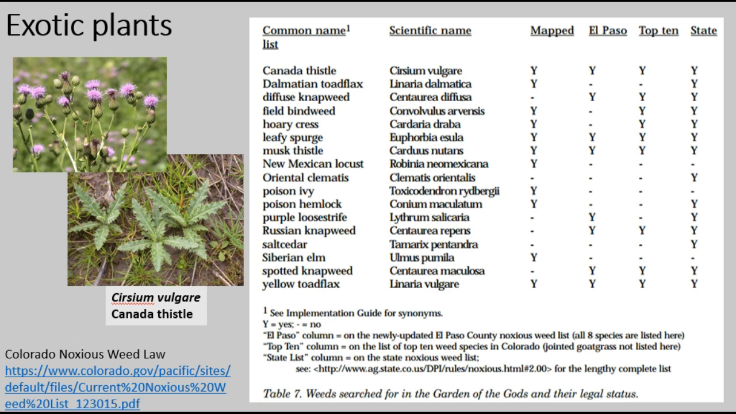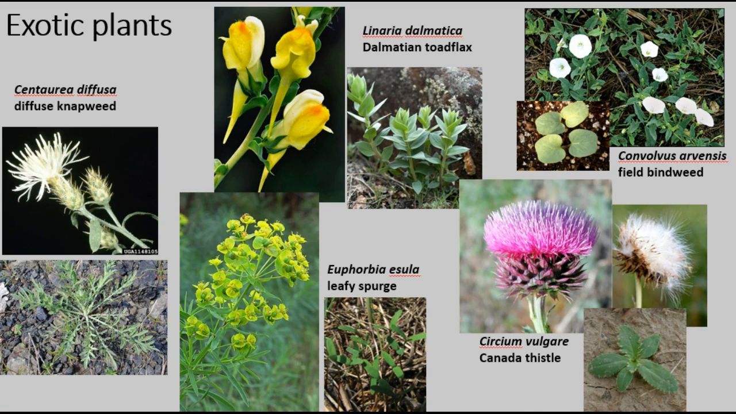So in this picture here, Canada thistle, a huge problem in mesic areas along creeks. They spread by rhizomes, which are underground roots, and are virtually impossible to eradicate. And then, of course, the flowers release thousands and millions of seeds, which germinate readily on the landscape.